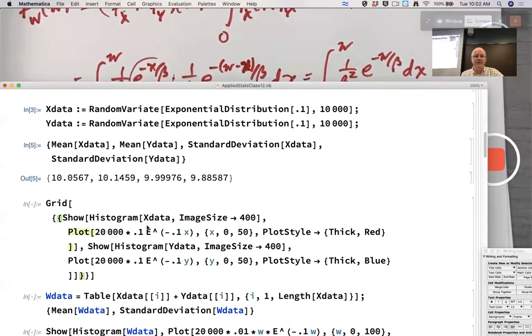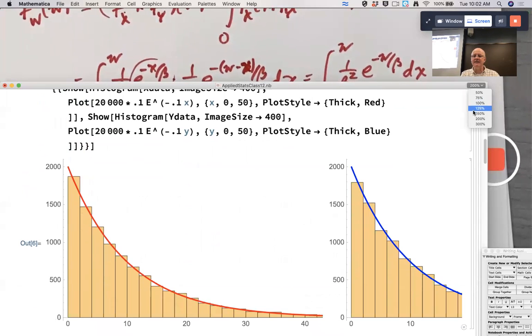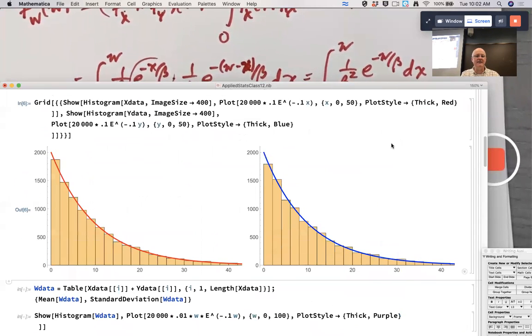You can make histograms, and you can see, if you plot the PDFs of these things, well, not the PDFs themselves exactly, but scaled up versions, 20,000 times the PDF. You can see, especially with 10,000 data points, we got a pretty good match.